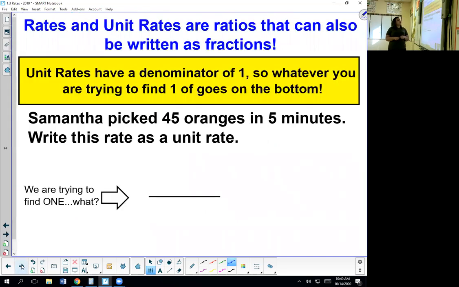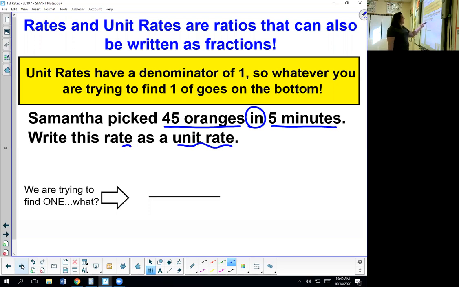Okay? All right, so remember that when you're asked to find a unit rate, we want to make sure that we have a denominator of 1. So whatever you're trying to find, the 1 is your denominator. So we're basically trying to figure out what we're trying to find 1 of. So let's look at this example. Samantha picked 45 oranges in 5 minutes. Write this rate as a unit rate.